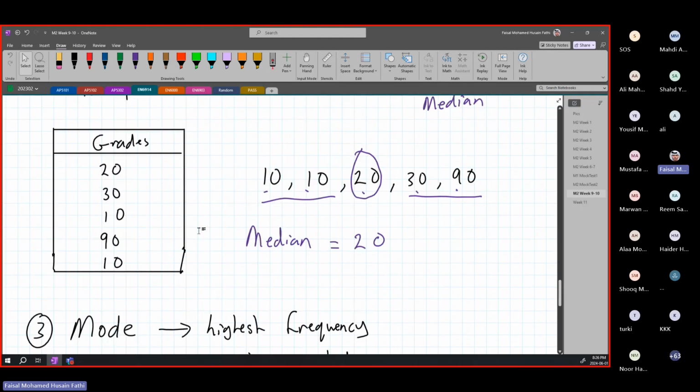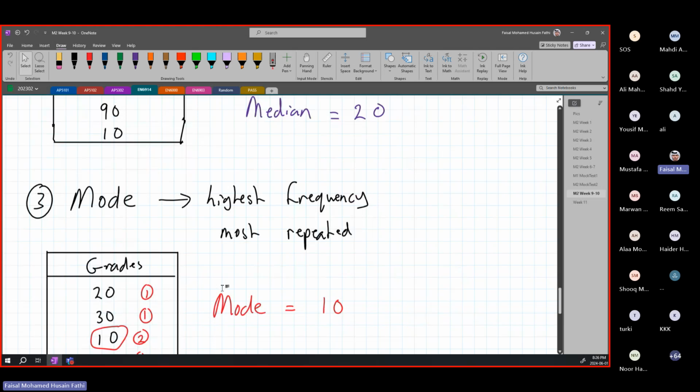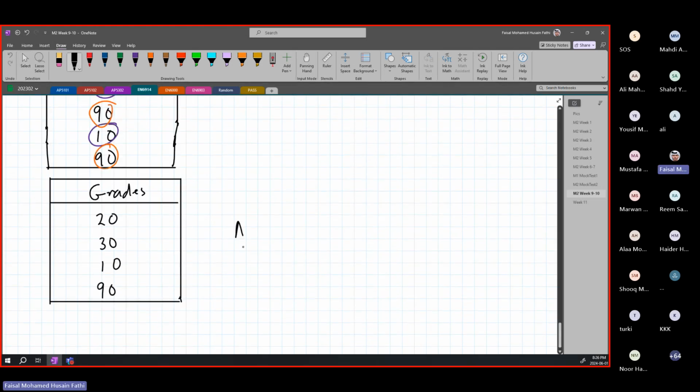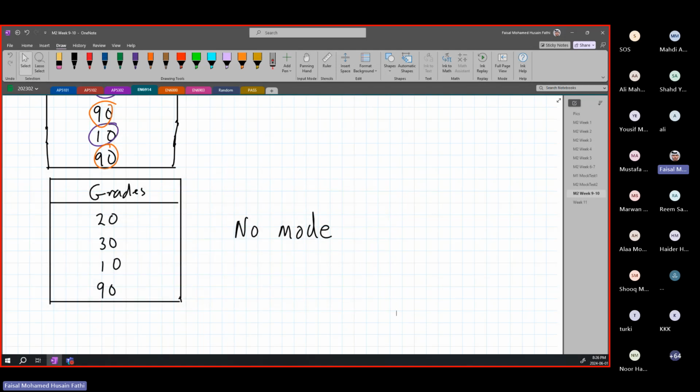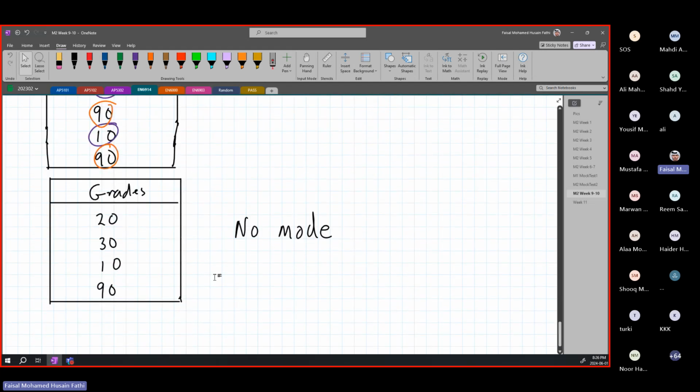In the case where we had only these grades, we only had 4 and none of them was repeated. In this case, we have no mode. If there isn't any repeated values, it means the system has no mode. Okay? It's very easy, very straightforward when it comes to this. I'm pretty sure most of you already know this, but it's a good refresher.